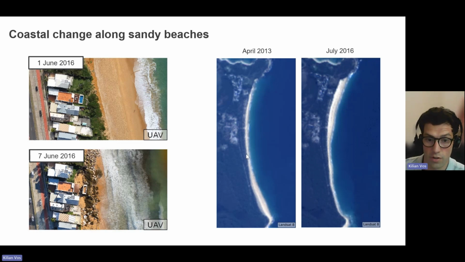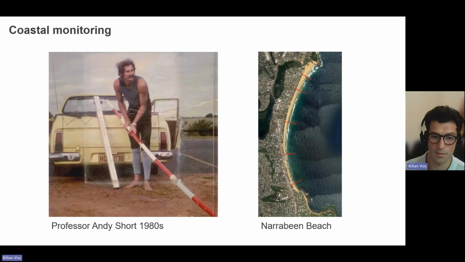So here's an example of beach rotation, a beach south of Sydney, where you can see a satellite image where all the sand was at the southern end of the beach, about 100 meters of beach width here. And 3 years later, in 2016, it's all gone and it has moved to the northern end of the beach. So this is known as beach rotation, and it happens much more slowly, over 3 to 5 years, and just oscillates. So to understand these complex coastal processes, we need monitoring, and that's what I'd like to focus on in this presentation.